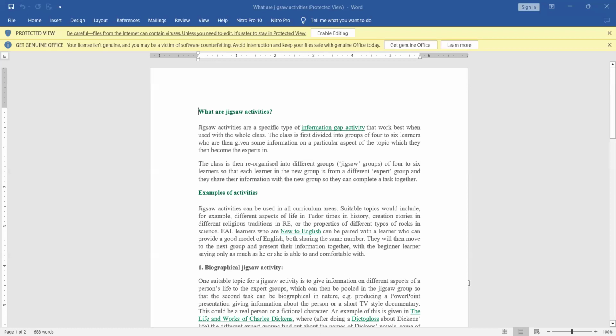Now what happens? Some information only A knows, some information only B knows, some information only C knows. So they have to talk to each other to get information in order to do the activity based on all the information. That is the basic of jigsaw. Do you understand?